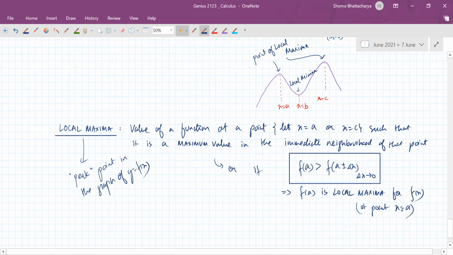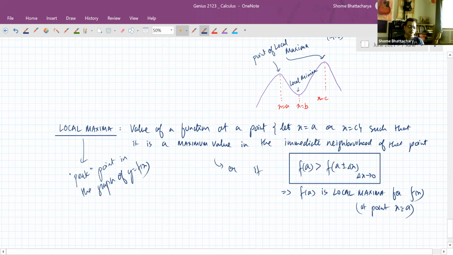So for example, for y equal to sin x, the local maxima is y equal to 1. And where the local maxima occurs, it occurs at infinite points like pi by 2, 5 pi by 2, and so on and so forth.